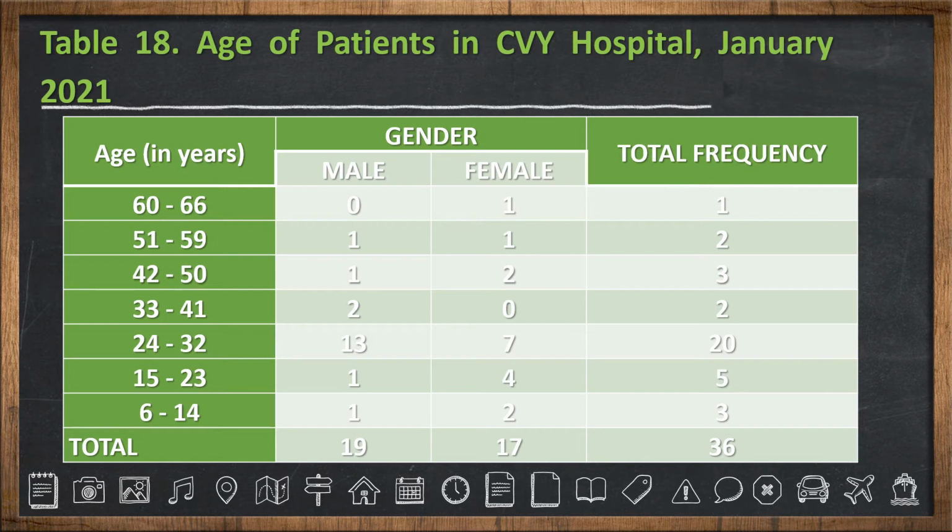For 40 to 50, 1 male, 2 female, that is a total frequency of 3. 33 to 41 years old, 2 male, 0 female, that is 2, the total frequency. 24 to 32, that is 13 for male, 7 for female, that is 20, and so on and so forth. So as you can see here, we have a total of male that is 19, a female that is 17, and the total frequency is 36.